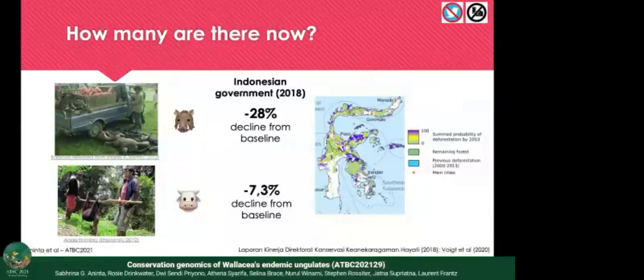Unfortunately, the two taxa are experiencing massive decline in recent years. A report by the Indonesian government in 2018 reported a 28% decline from baseline for Babirusa and 7.3% for Anoa. This is likely because of massive hunting pressure and habitat degradation happening because of massive deforestation events in the early 2000s, that are likely to continue for the coming decades under a business-as-usual scenario. Thus, it is important to understand how these two taxa will prevail in the face of anthropogenic disturbances.